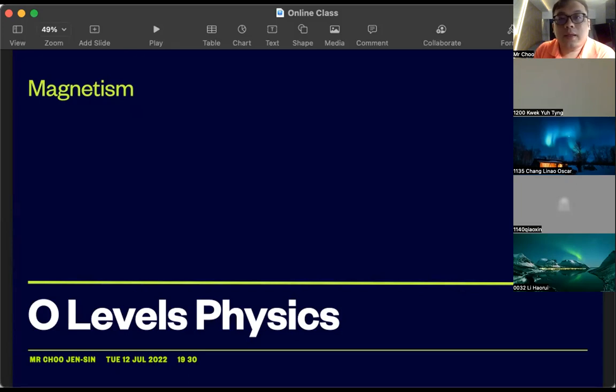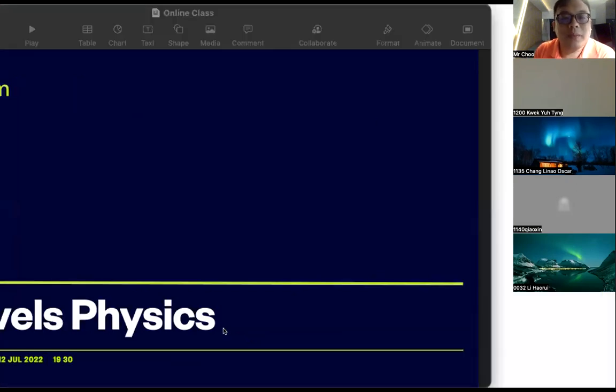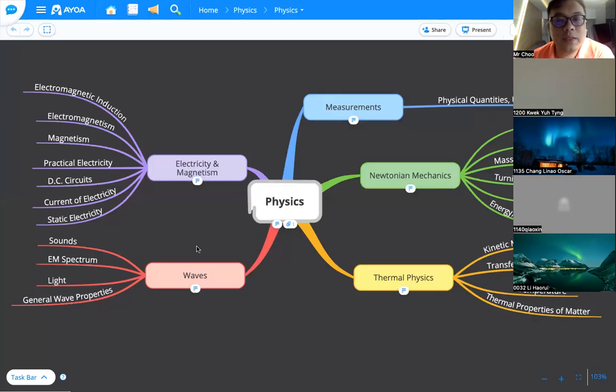As always, I'll show you the topical mind map. Can you see over here, physics? We are at the purple part, so we're ending soon. Magnetism is actually very simple. The tough ones will be the last two topics. So today we'll cover magnetism very quickly.